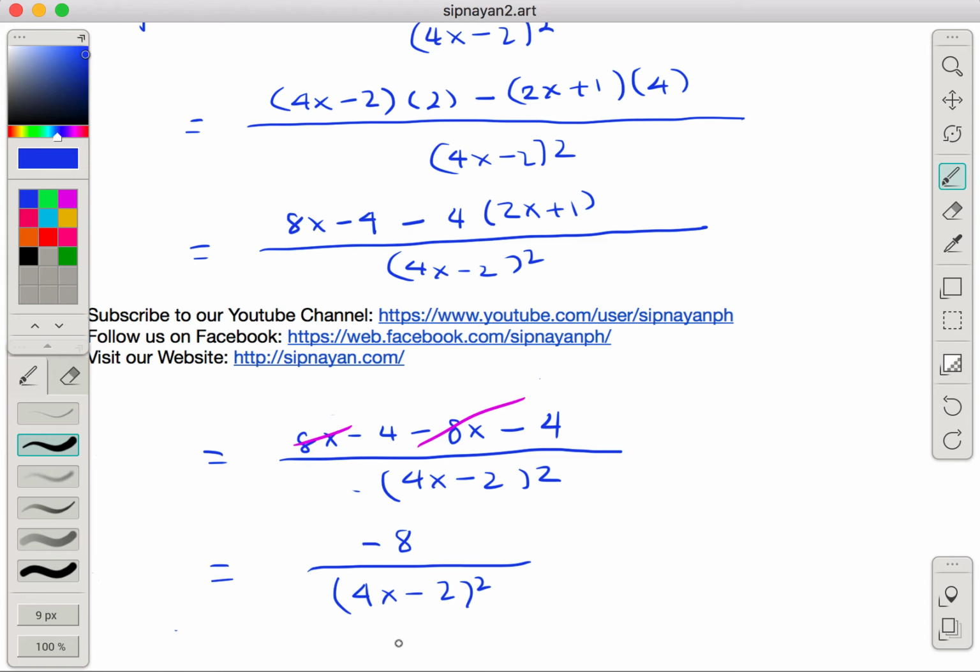Okay, so yan yung derivative ng y. Dinidenote natin as y prime. And again, huwag natin kalimutan yung ibig sabihin ng derivative, which is the slope of the function. Here, the slope of a function at any point. So, if you want to get the slope of the function at x equals 5, you substitute x dito.